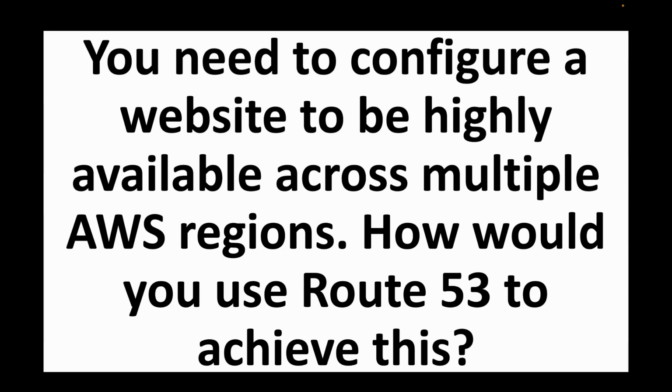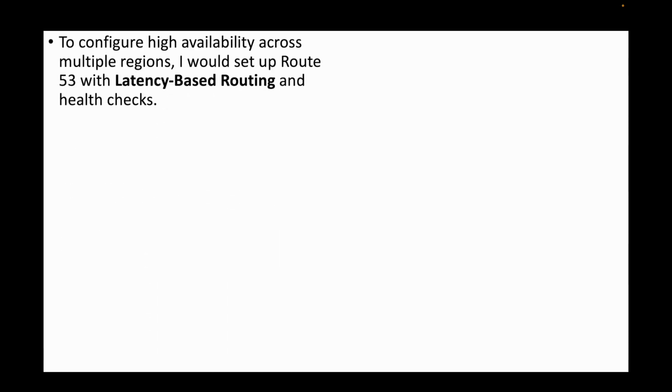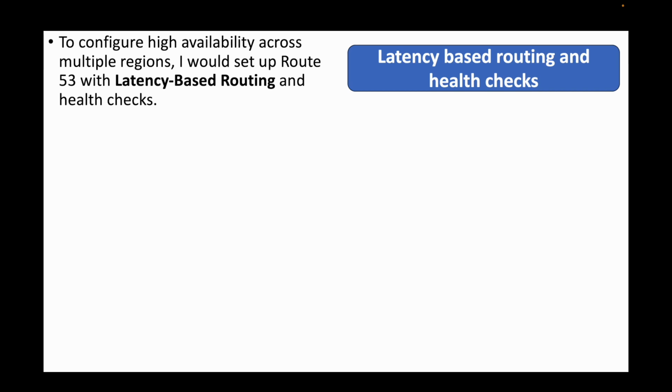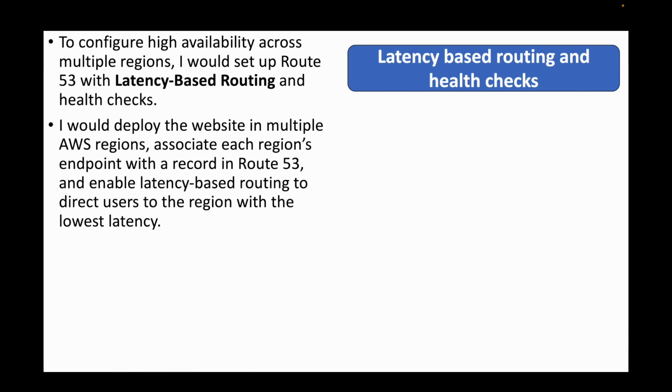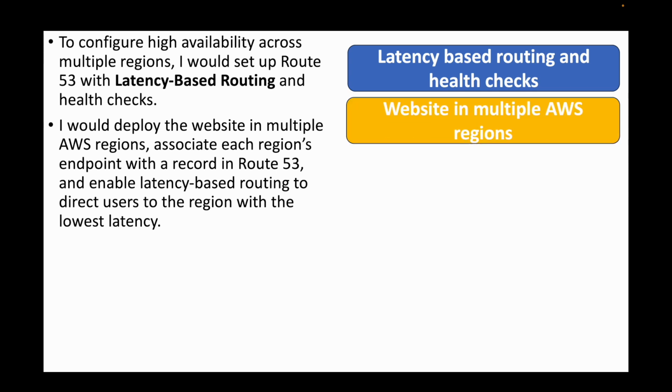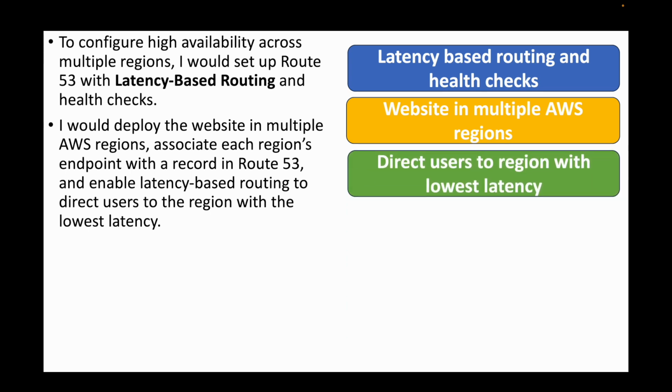So the first question we have is, you need to configure a website to be highly available across multiple AWS regions. How would you use Route 53 to achieve this? So basically, you will need to make your application highly available. So for this, you can set up latency based routing and set up health checks. Then you will need to deploy your application across multiple AWS regions, and each of these regions will have an endpoint with a record in Route 53. And then you will be enabling latency based routing in Route 53, which will direct the users to the region that provides the lowest latency.